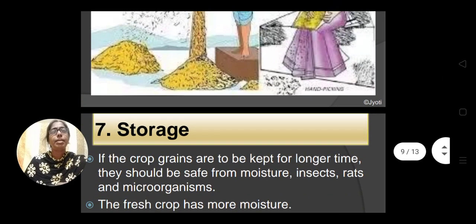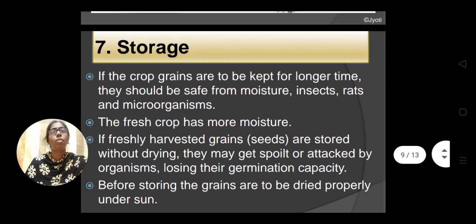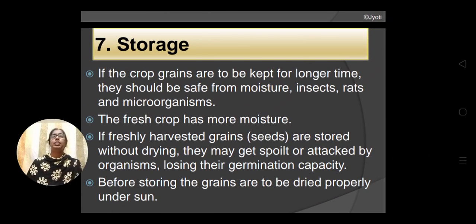Then the last step of crop production is storage. It is a very important step, because after we have collected the seeds in a purified form, there is no chaff, only seeds are there with us. But now what do we have to do?